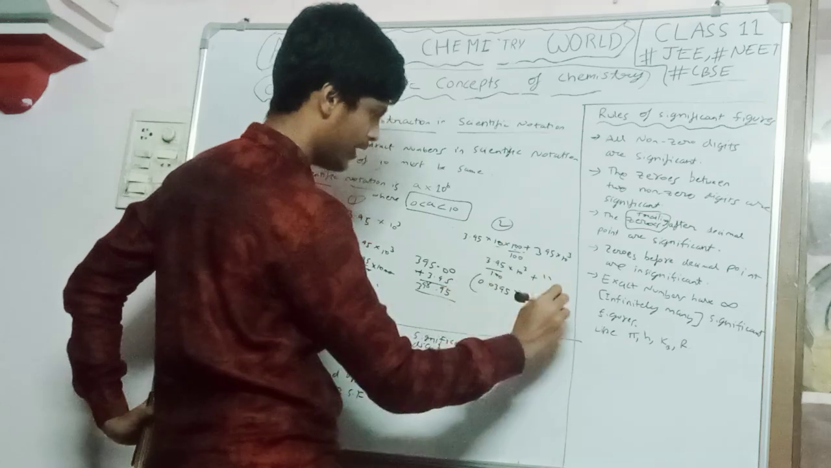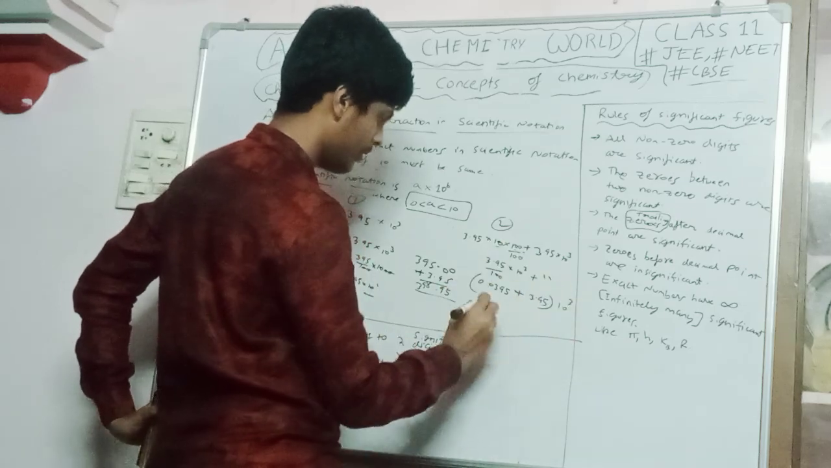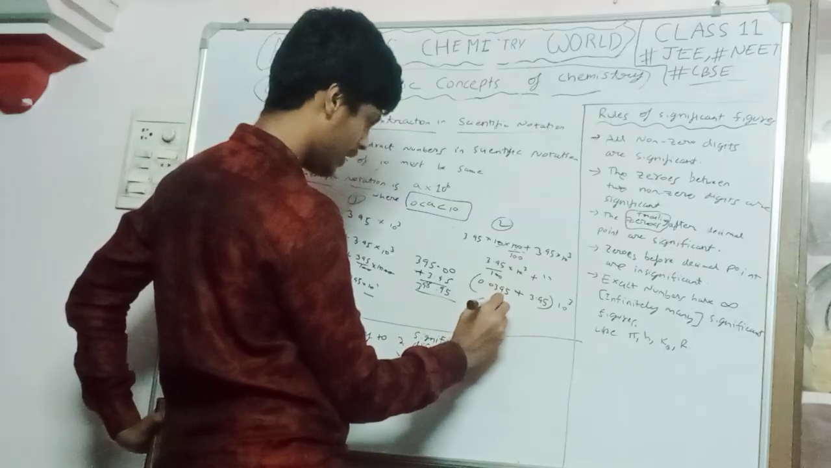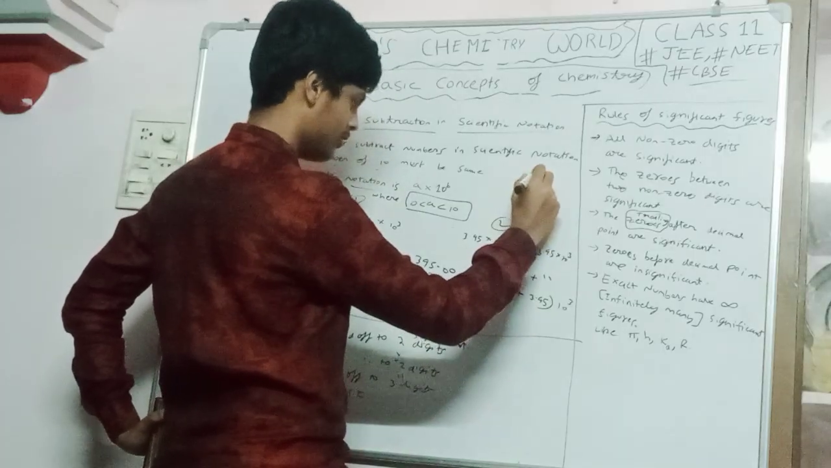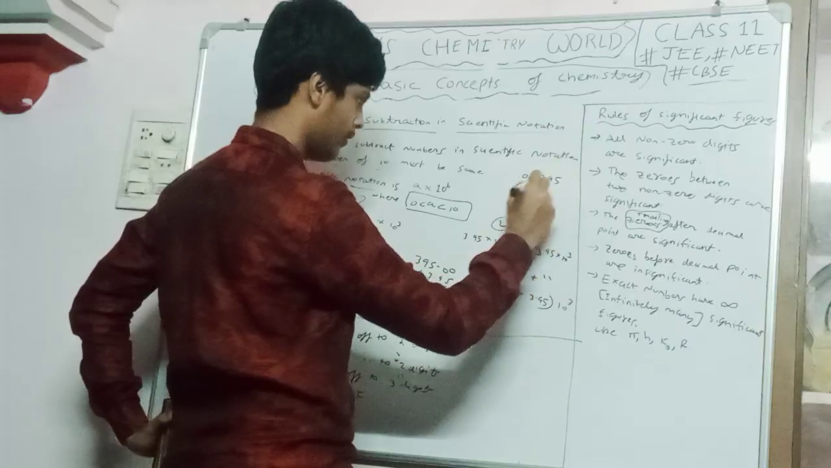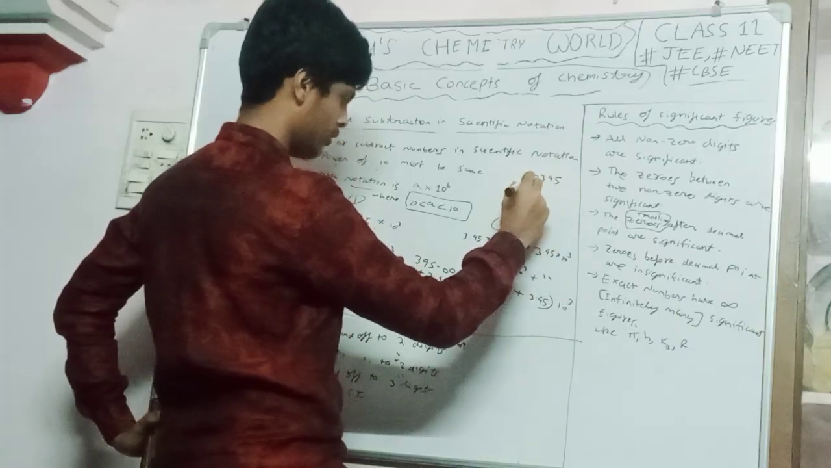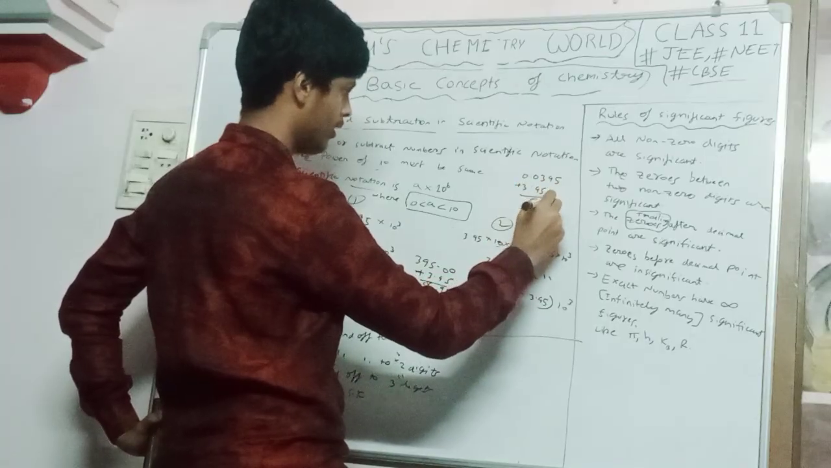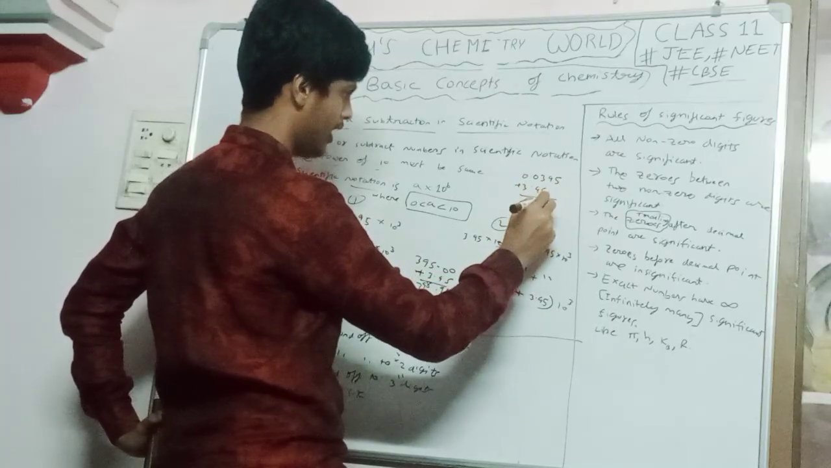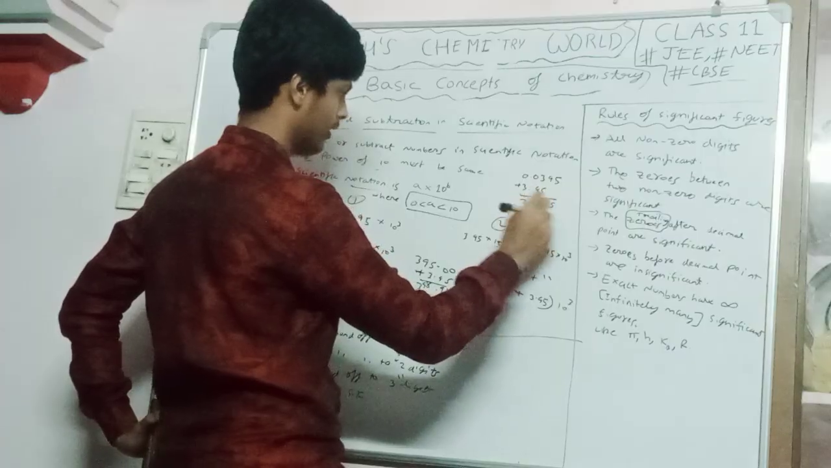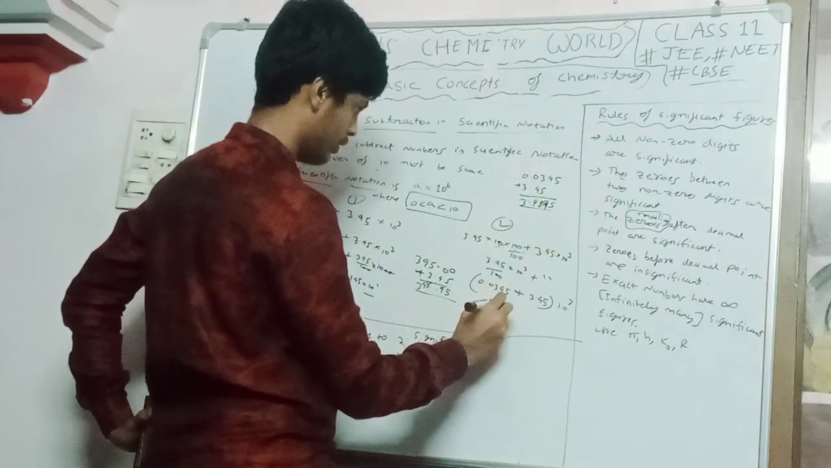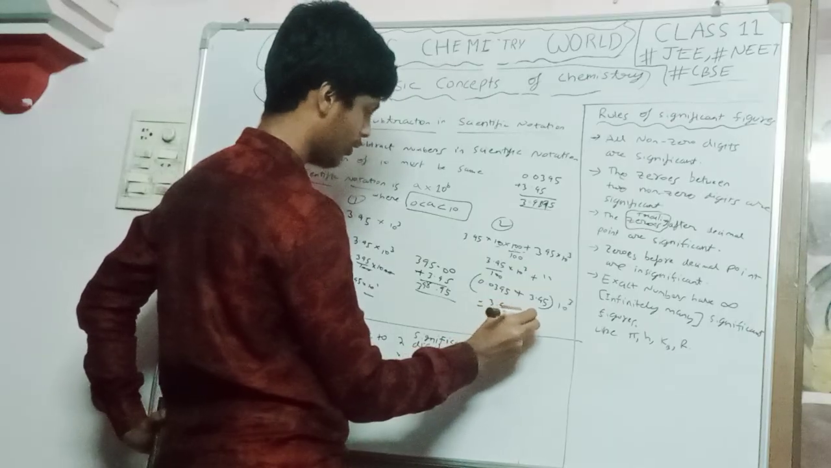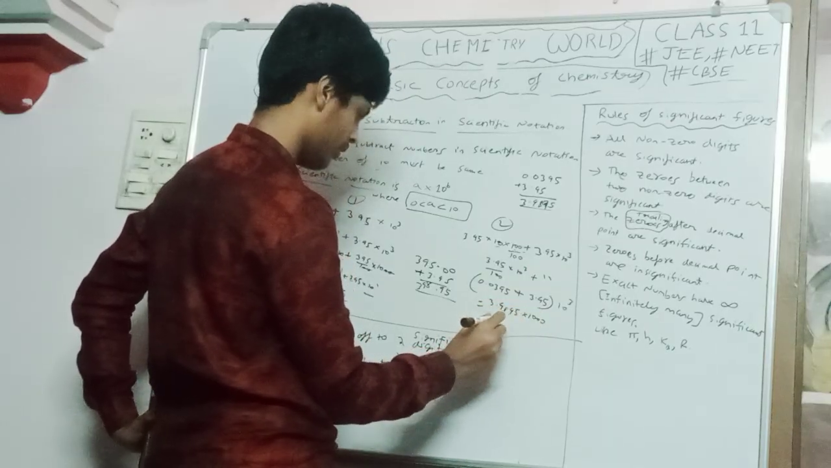We can take this common 10 power 3. This is into 10 power 3. The value will be same again. There is no change. Here you will get what? Okay, I'll write like this: 0.0395 plus 3.95. If you add, what we get? 3.9895 into 1000. It again becomes the same.